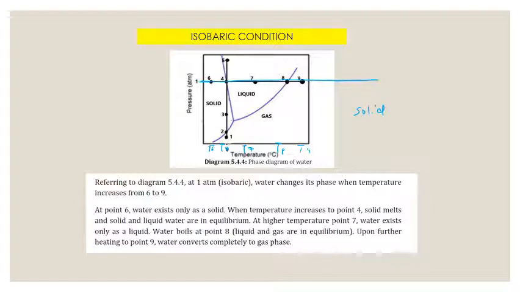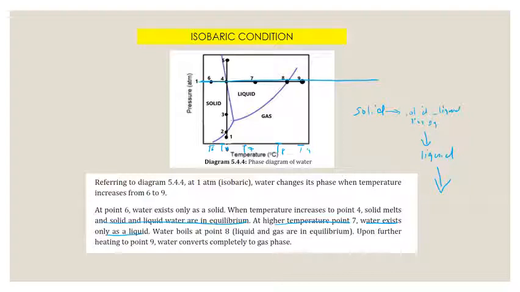Okay, when temperature increases to point 4, solid melts and solid and liquid water are in equilibrium. Daripada solid, dia akan cross point yang keempat, which is dia akan cross melting curve ataupun solid liquid equilibrium curve. So daripada sini, okay, dia akan pergi solid liquid in equilibrium, and then after that dia akan cross lagi ke region liquid at higher temperature, point 7. Okay, water exists only as liquid, and then dia akan cross the boiling curve.